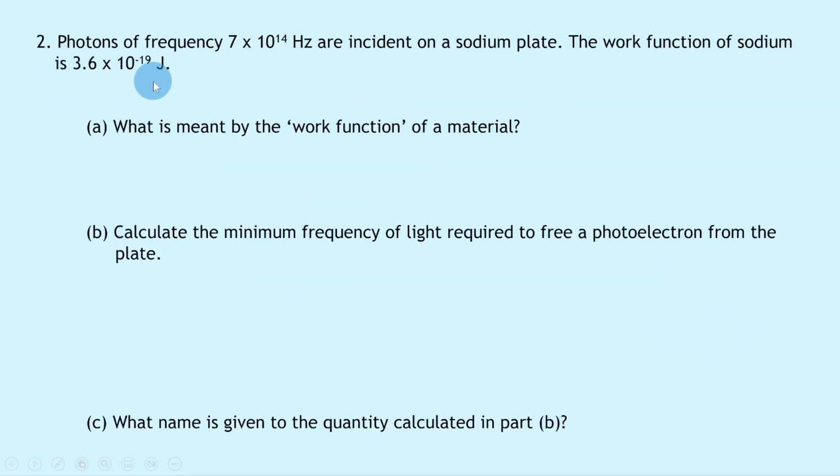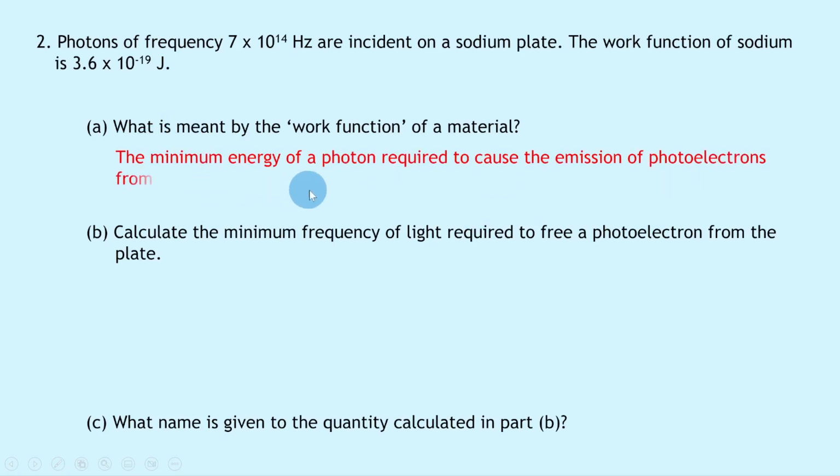Question 2 says photons of frequency 7 times 10 to the 14 hertz are incident on a sodium plate. The work function of sodium is 3.6 times 10 to the minus 19 joules. Part A says what is meant by the work function of a material. Well, remember this is the minimum energy of a photon required to cause the emission of photoelectrons from a metal surface. Part B says to calculate the minimum frequency of light required to free a photoelectron from the plate.